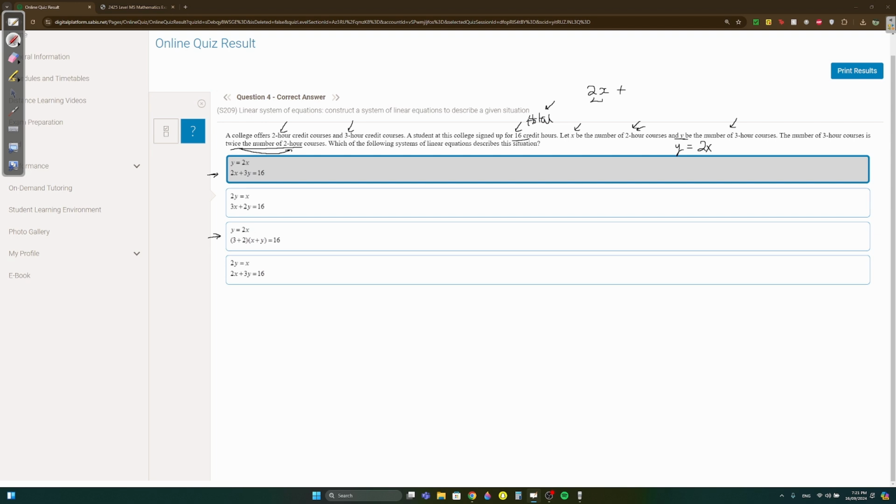Plus, because the total hours is 16. Each x gets me 2. So 2 times x plus the y, it's 3 hours, right? We also know its total is 16. So 2x plus 3y equals 16, because they should add up to 16. If they get this in the exam, by the way, these SAT questions come with almost the same numbers.